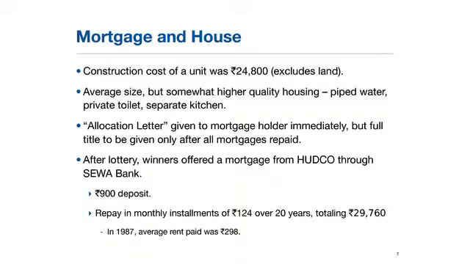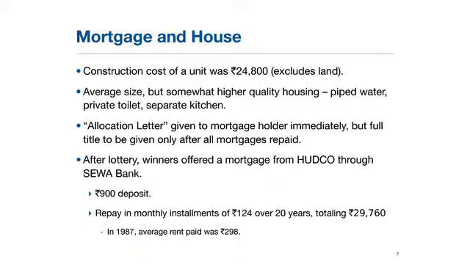So the value of the house was about 24,800 rupees at that time. This is just construction costs. There's no imputed cost to the land. They didn't have to pay anything for the land. The houses that they built were a pretty average size for the time, but somewhat higher quality. They had pucca housing with piped water, a private toilet, and a separate kitchen. So at that time, it was definitely higher quality than where these people were living.